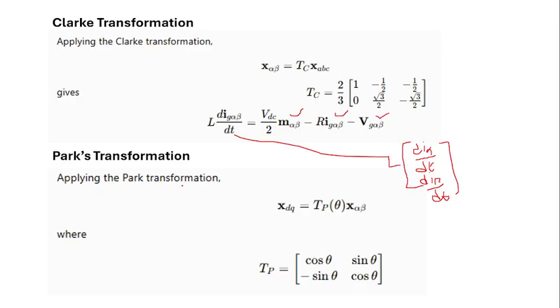Then applying Park's transformation, x dq is equal to T of theta times x alpha beta, where T of theta is used to transform the alpha beta reference frame to the dq frame.